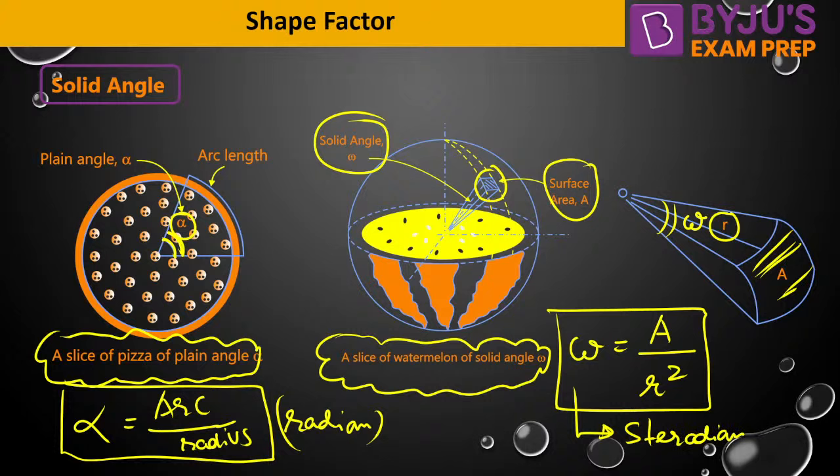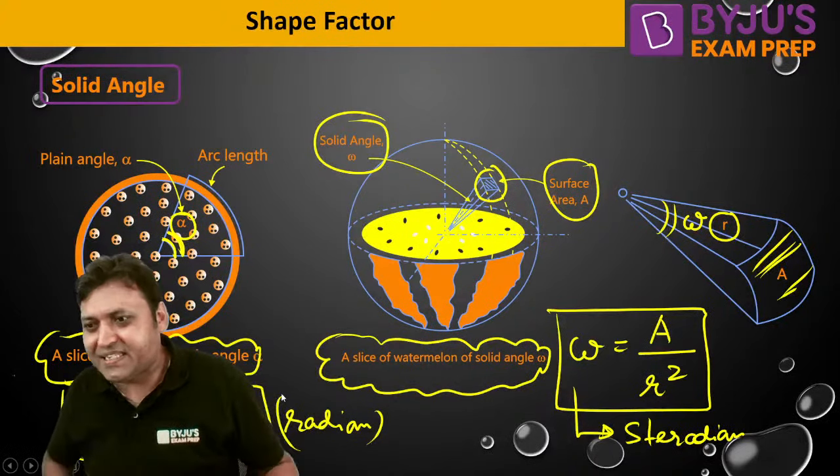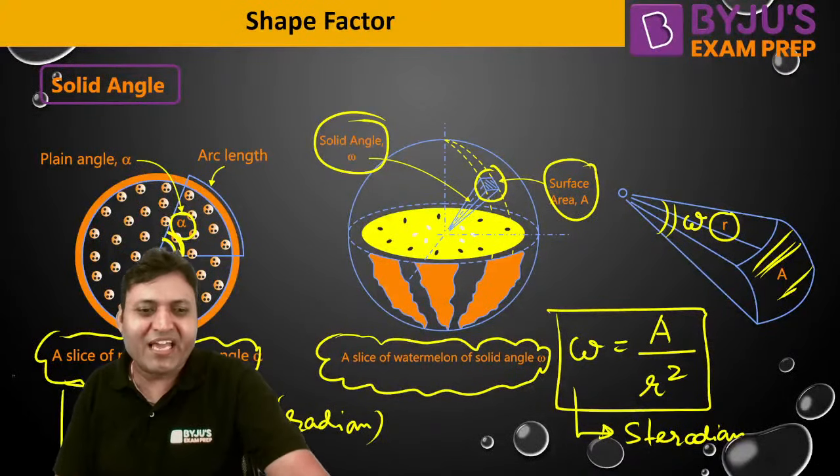Area per unit radius square. Is this clear to everyone? Anybody is having any doubt?